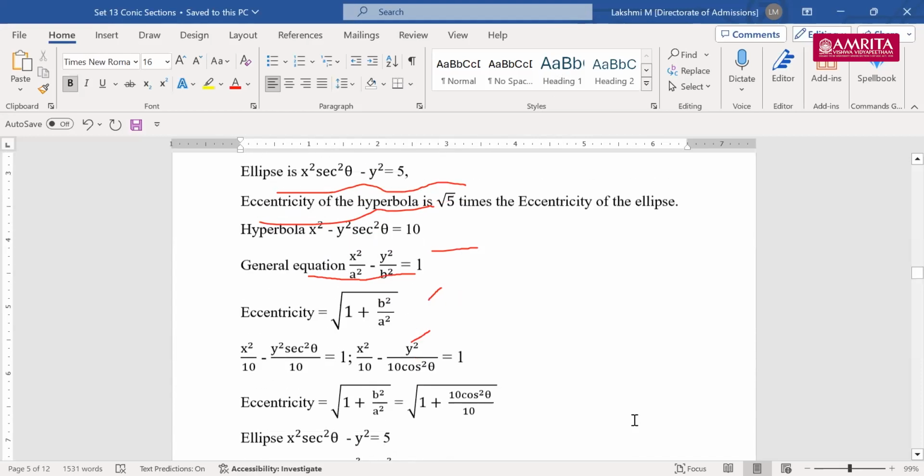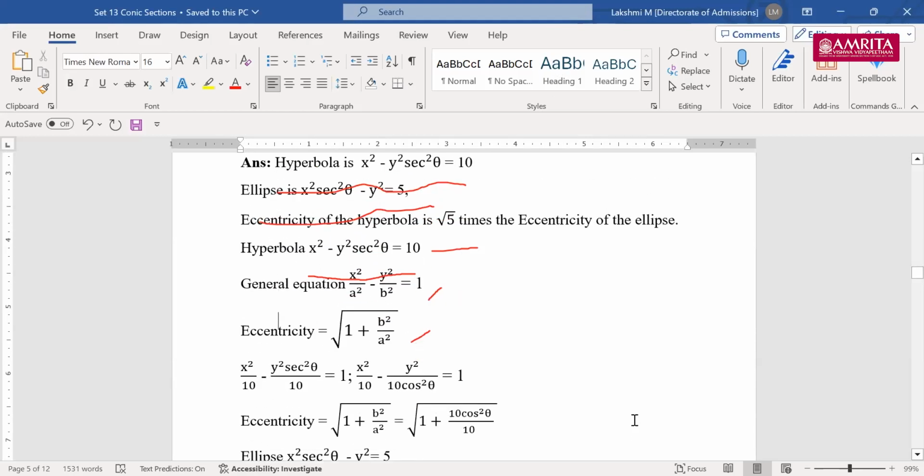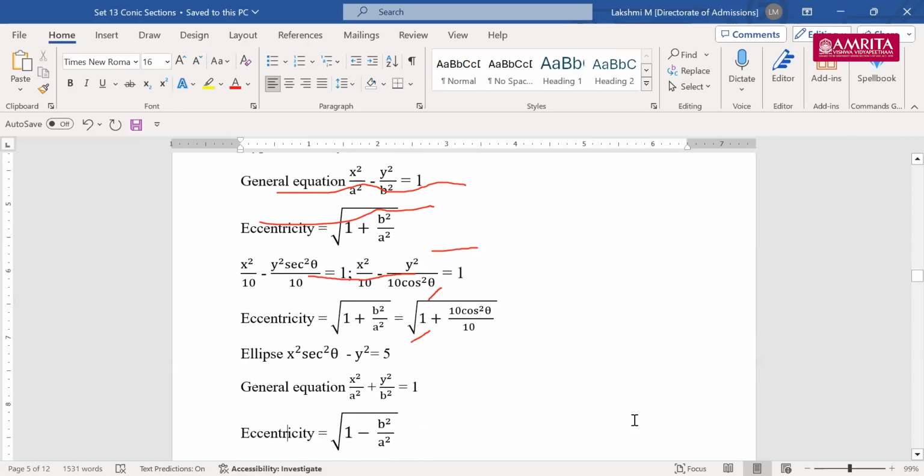Oh, I'm sorry. We just want to find the eccentricity here. Okay, I'm so sorry, I'll just remove this. Yes, so this is what the equation is.